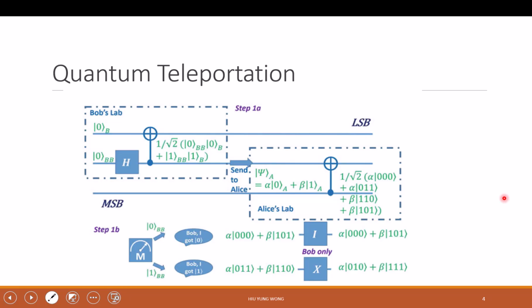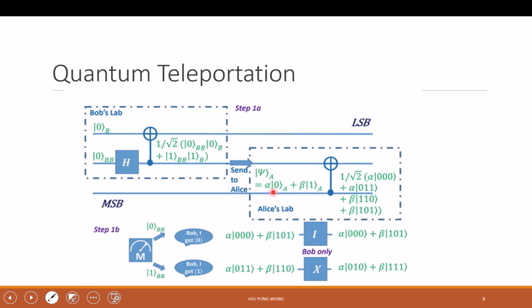In quantum teleportation, what we do is that we have 3 qubits. First, Bob is going to create an entanglement between his qubit and an ancillary qubit, BB, to form this entanglement. It's 1 over square root 2 times (00 plus 11). Then he will send this qubit physically to Alex. This qubit is sent to Alex. So this is in Alex's lab.